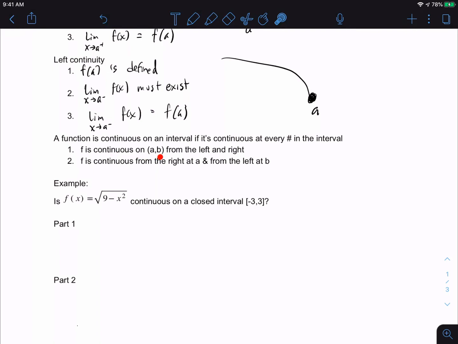F is continuous on the open interval from the left and from the right, and is continuous from the right at A and from the left at B. So the left endpoint is A, and the right endpoint is B. The left endpoint must be continuous from the right, and the right endpoint must be continuous from the left.